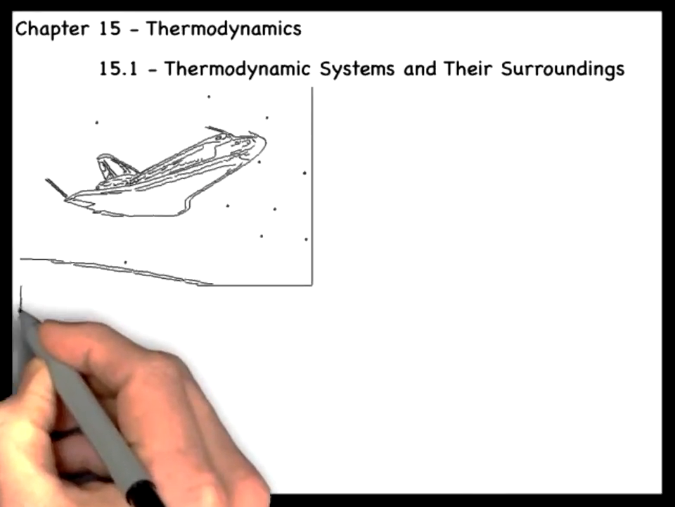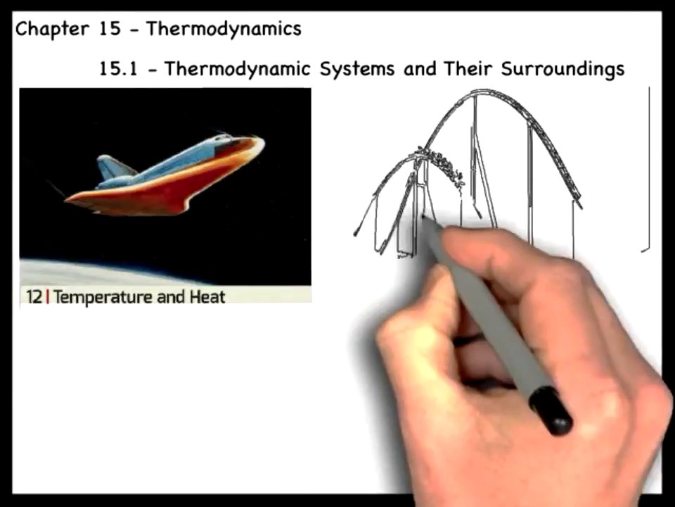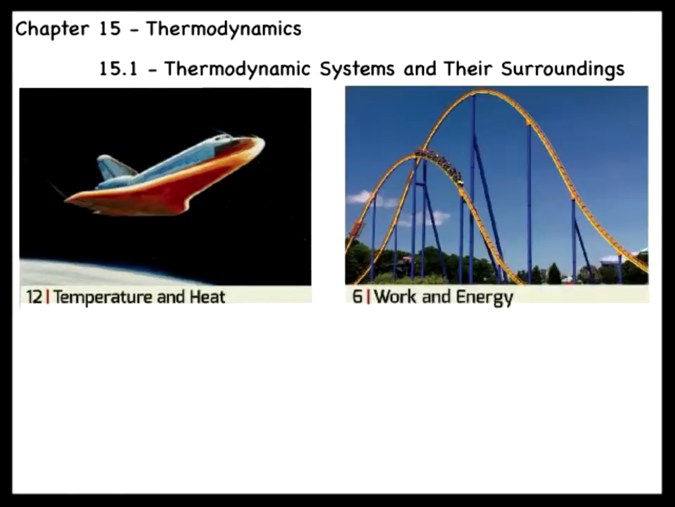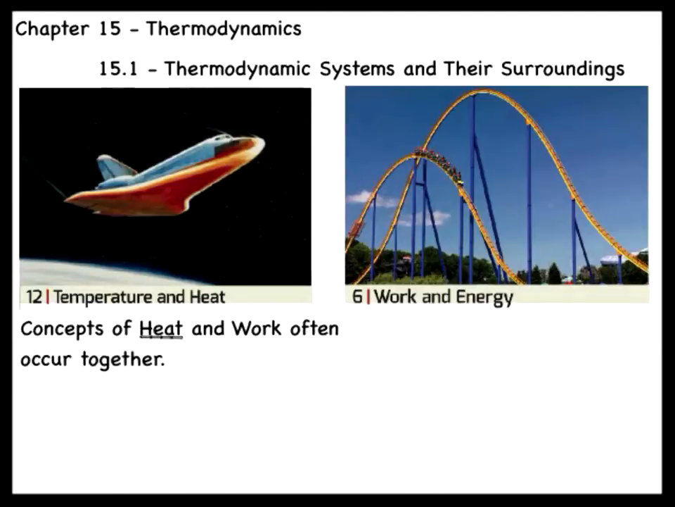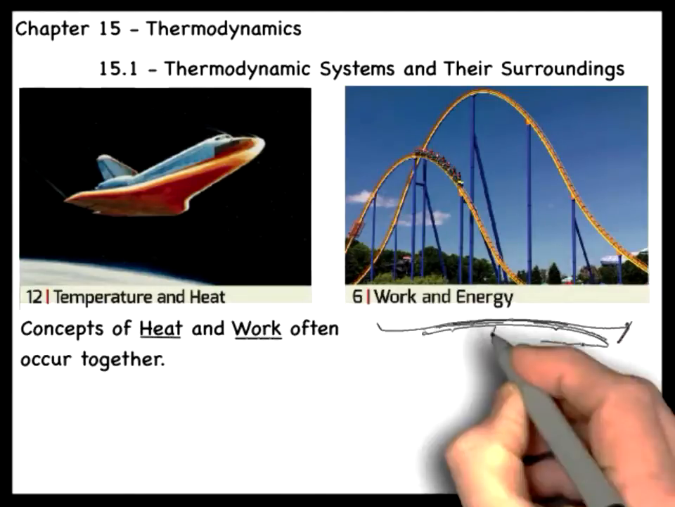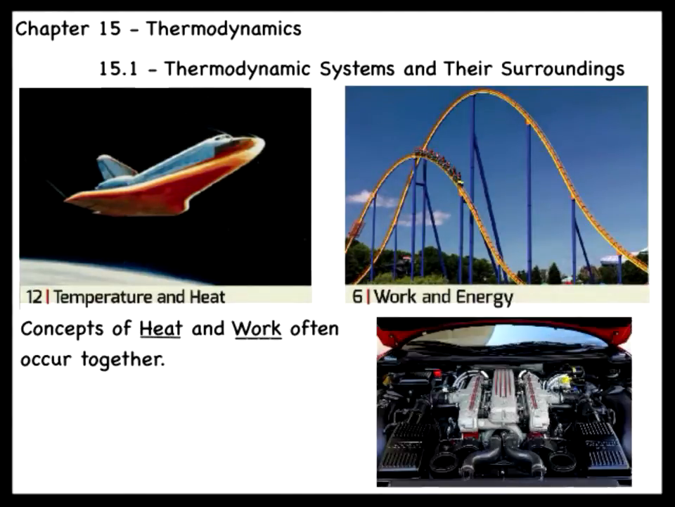In Chapter 12, we introduced the concept of heat, and in Chapter 6, we studied work and energy. And although we studied these topics independently, they often occur together. In an automobile engine, for example, fuel is burned at a relatively high temperature, and some of this heat is converted into work to move the pistons in the engine up and down. The excess heat that is created is removed by the car's cooling system to prevent overheating.